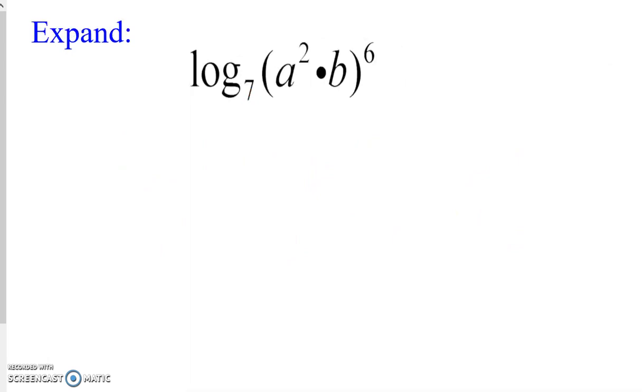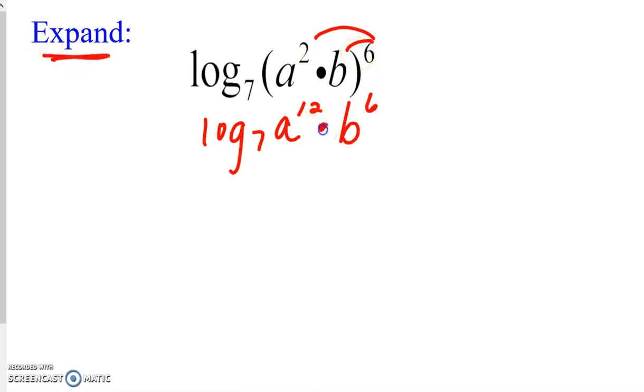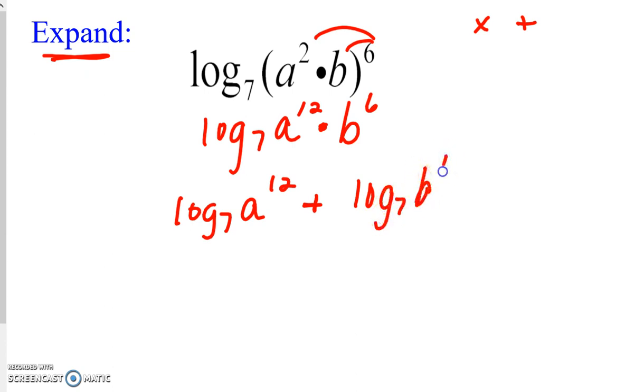So let's look at this one. You have two options. We definitely have an exponent outside parentheses. So what I'm actually going to do is rewrite this as log base 7, but I'm going to distribute this. So it becomes a to the 12th times b to the 6th. Remember that we need to multiply. Then the directions are to expand, and I know this is multiplication, and if you remember, multiplication turns sideways, looks like a plus sign. So log base 7 of a to the 12th, plus log base 7 of b to the 6th.